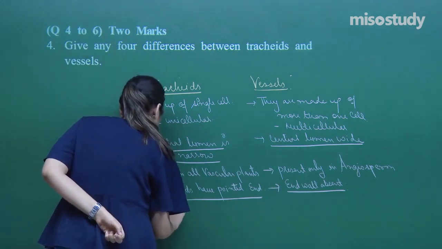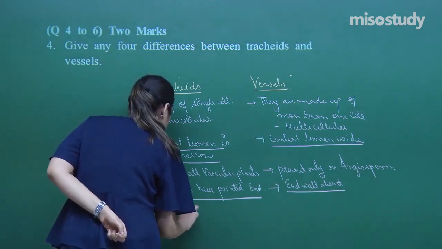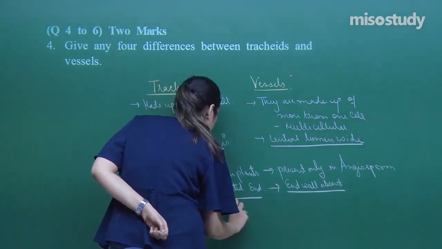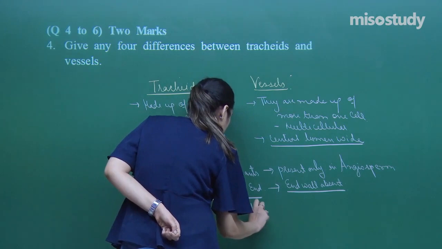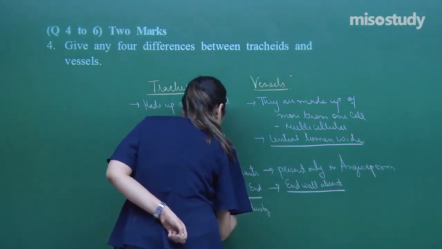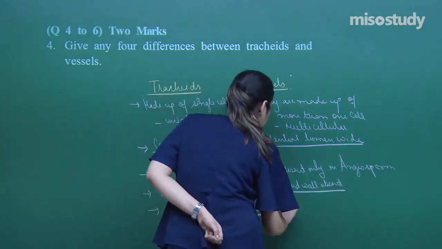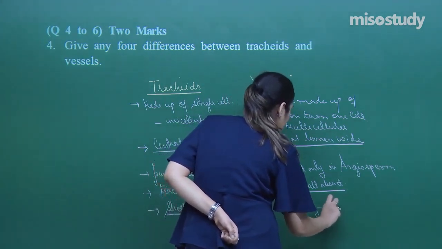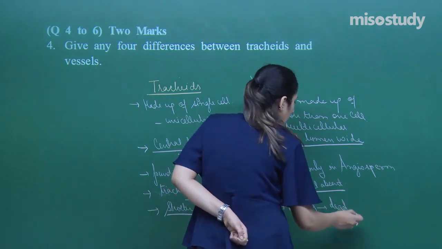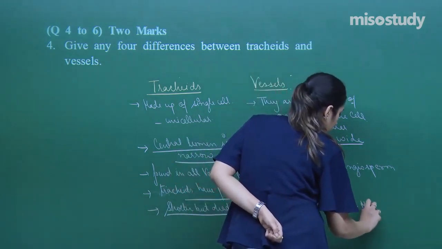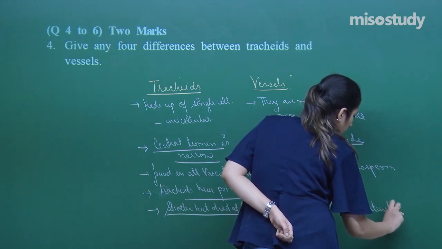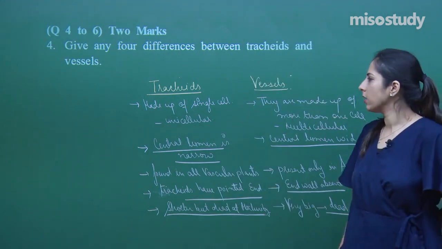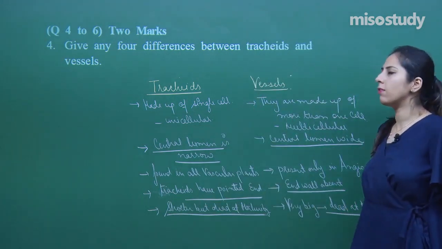They are shorter but dead at maturity, whereas vessels are very big and they are also dead at maturity. So this is the difference between tracheids and vessels.